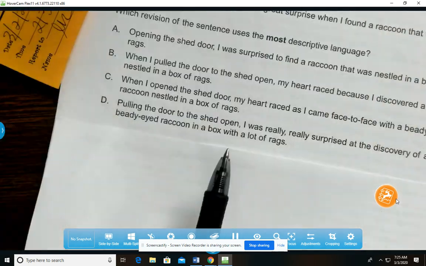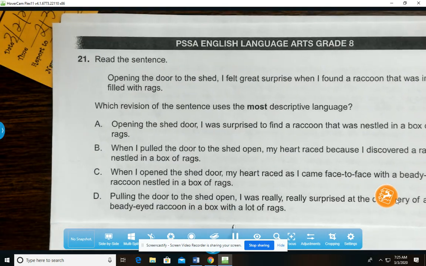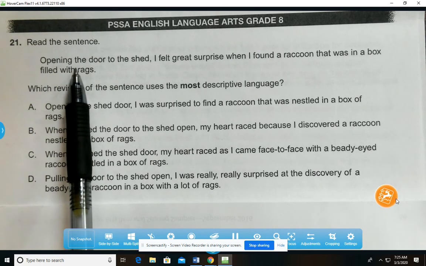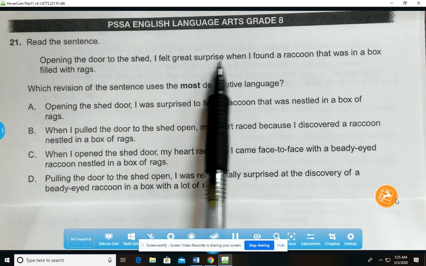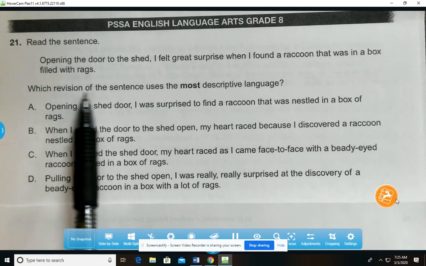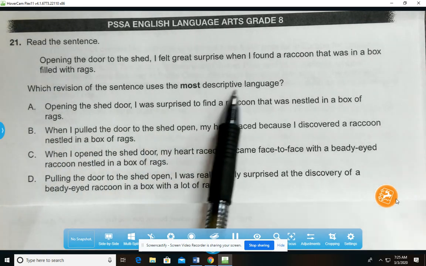So let's do some practice with this. Number 1. Read the sentence. Opening the door to the shed, I felt great surprise when I found a raccoon that was in a box filled with rags. Which revision of the sentence uses the most descriptive language?